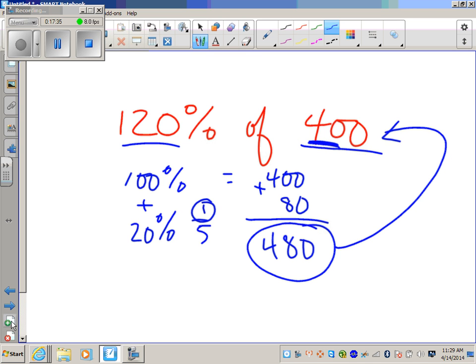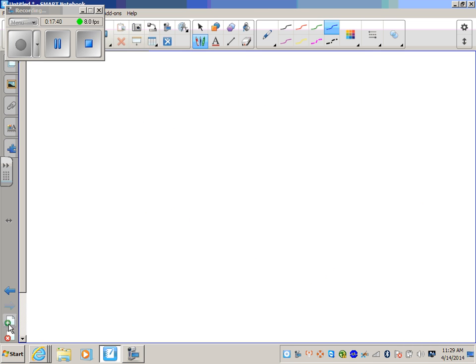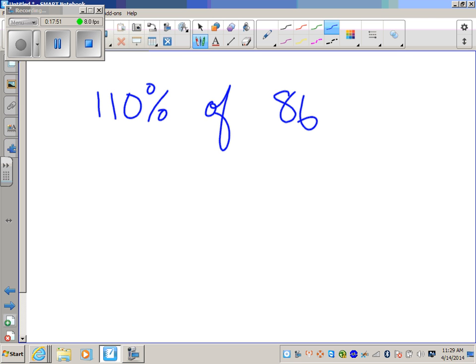The nice thing is that any of those that are over 100, that 100 part is going to be pretty easy. Like if you had, where was the other one I saw? 110% of 86. Now, here's what you want to consider. I'm going to use 100 and 10. Okay? The 100 part's going to be easy. But what fraction comes with the 10? 1/10. So let's work with this one first.